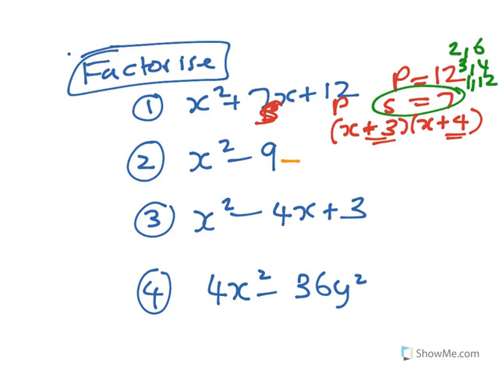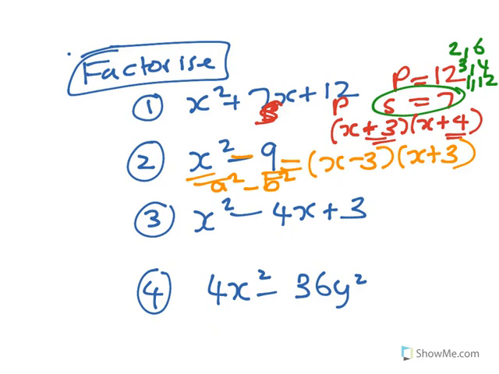Okay, if you're looking at the next one, that's only got two terms, so you're looking for the difference of two squares. Are they both square numbers with a minus in the middle? Yes, they are. So it's like a minus b, a plus b. So it's x minus 3, x plus 3.